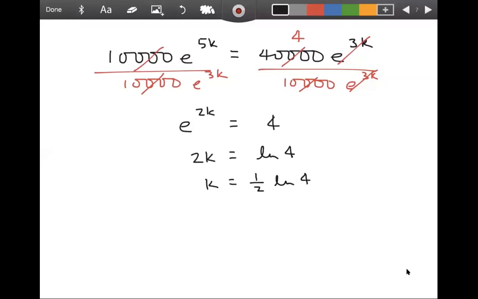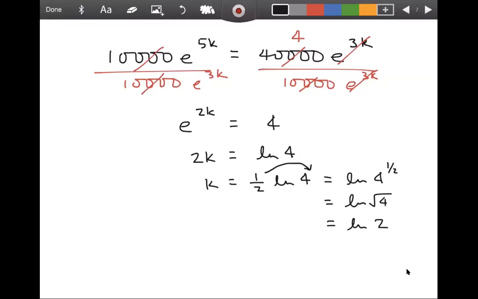Now, I want to be very careful how I say this because I don't want you to think the right thing for the wrong reason. 1/2 natural log 4 does simplify, but this is the reason it simplifies to what it does. I'm going to show a ridiculous amount of work here. All right. So k is equal to natural log 2.